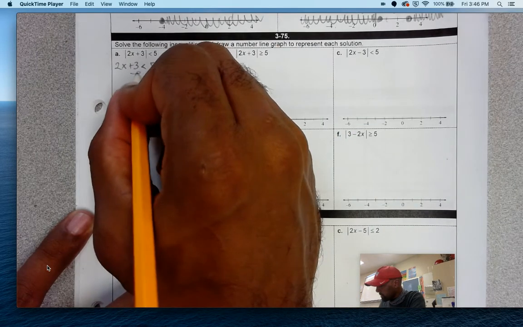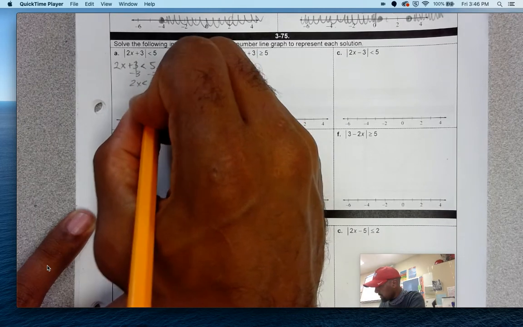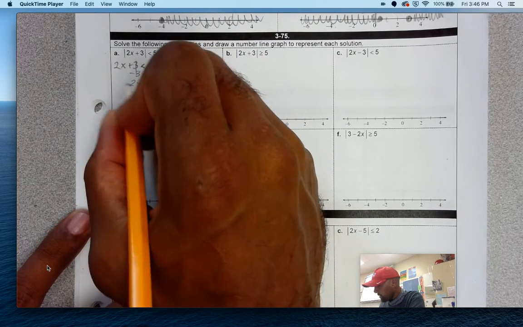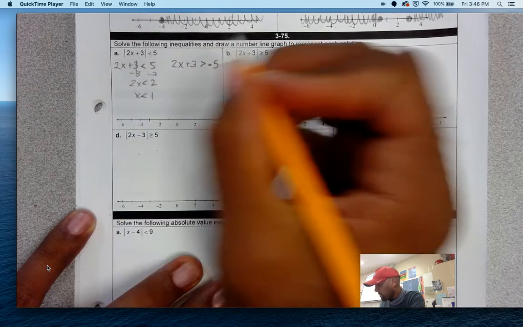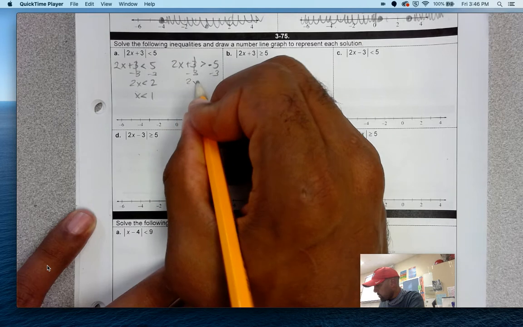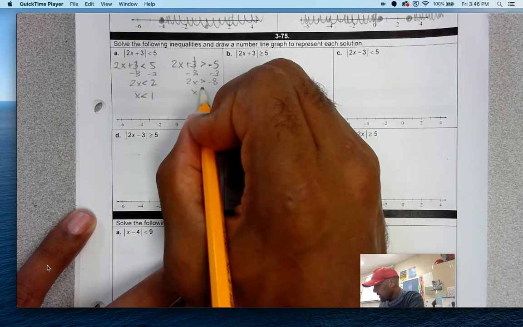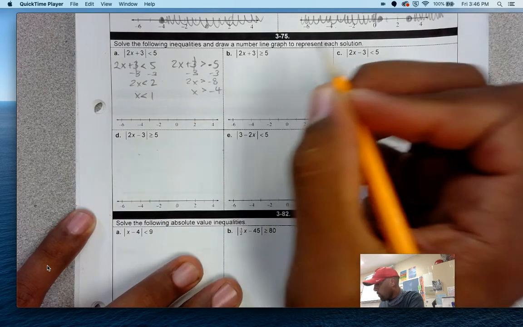So I work through the steps. 2x is less than 2, divide by 2. If I divide both sides by 2, I get x is less than 1. Okay, I do the same thing over here. 2x is greater than negative 8. If I divide both sides by 2, I get x is greater than negative 4.